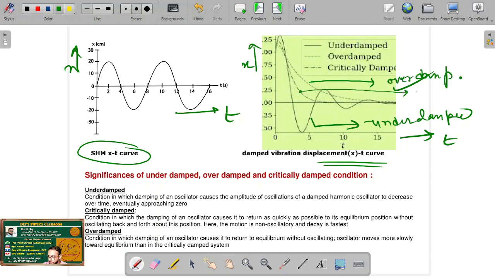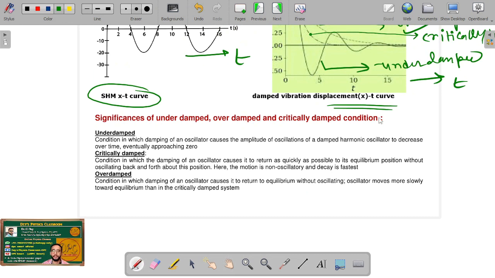The third graph is for the critically damped condition, because in case of critically damped condition, the displacement will decay exponentially with time at the fastest rate. So here we can see the rate of decay, or the steepness of the graph, is maximum. So this one is the graph for critically damped vibration.